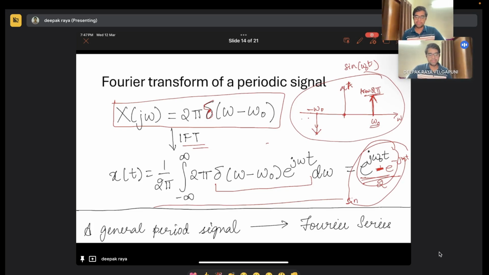So is this clear, what is the Fourier transform of a periodic signal? Basically it is a monotonic signal. It has one frequency, omega naught. Then in the frequency domain it will have an impulse, the Dirac delta, at that frequency value omega naught. So if you have a monotonic signal, you will have a Dirac delta at that point.